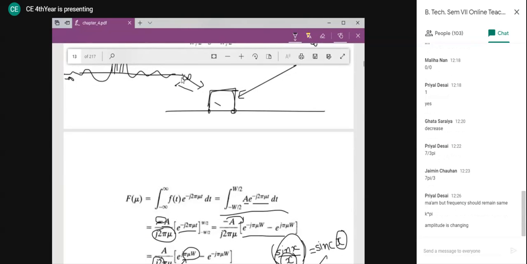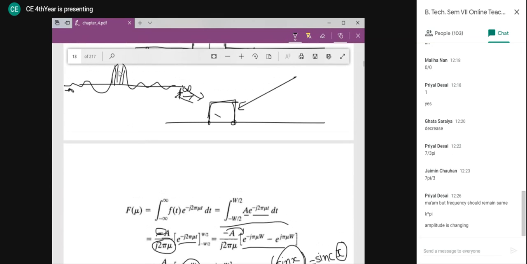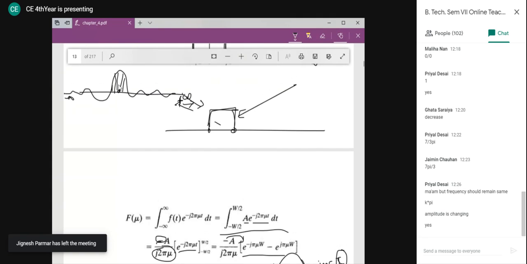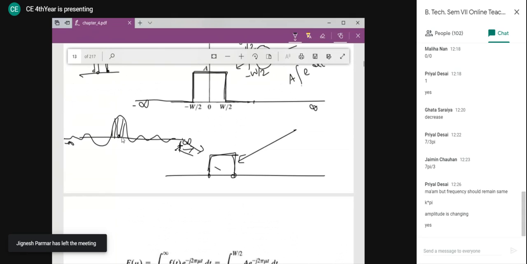See, this is my frequency axis, right? What is the meaning of that? Here, this is zero frequency. That means this is my zero frequency curve. Then this is my one, whatever the frequency values change here.